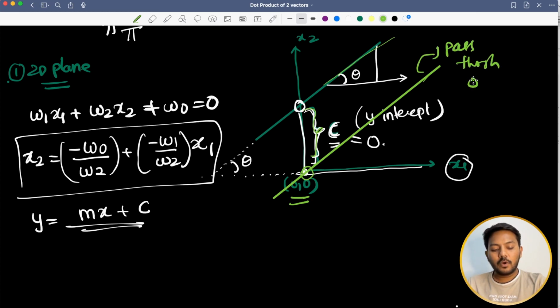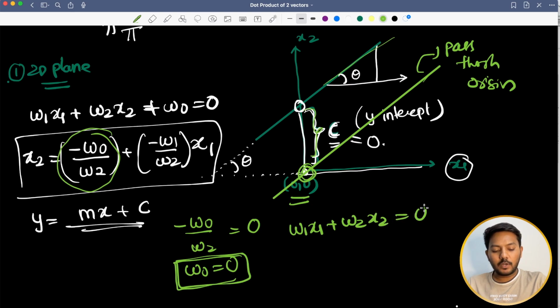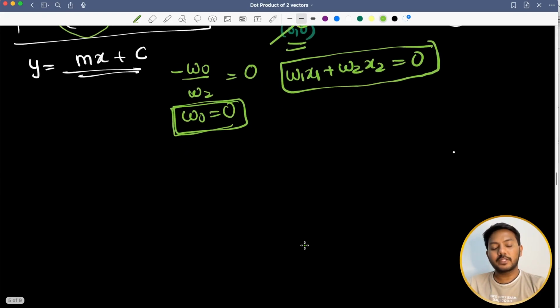So here, this is the c component, minus w naught by w2 equal to 0. That means w naught equal to 0. So if my line or given plane passes through my origin, that means my equation would become w1 x1 plus w2 x2 equal to 0. If there is no constant term in your equation, that means the given line or the plane is passing through the origin of an axis.